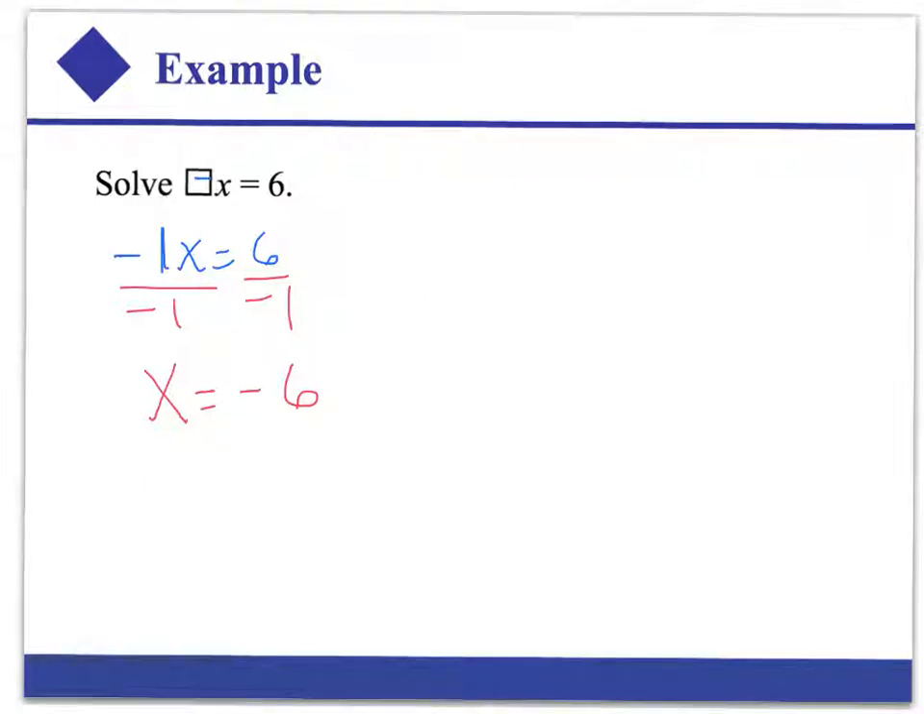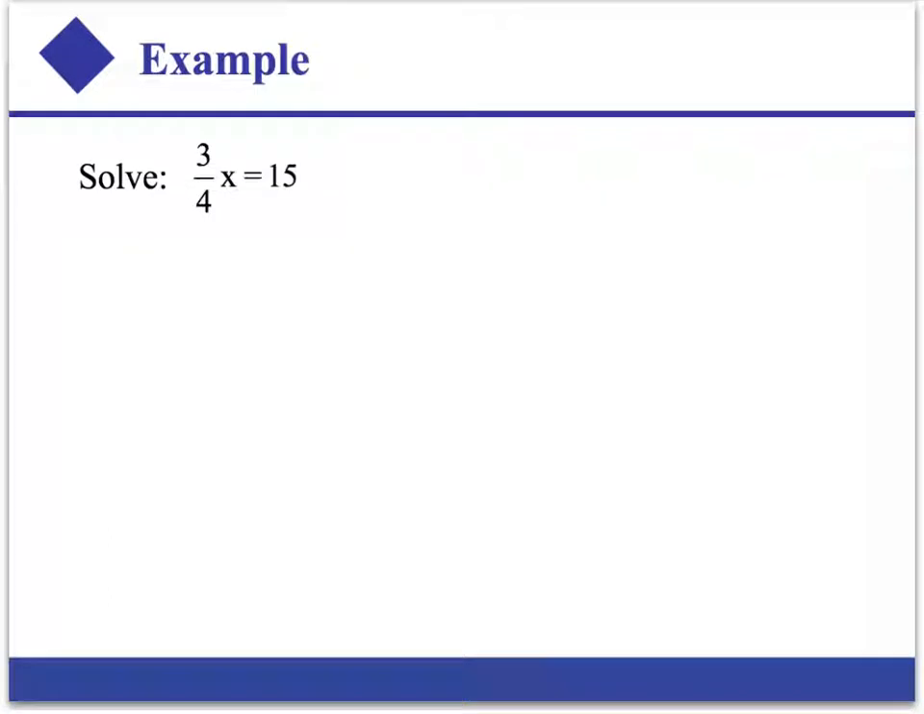And so that works. And then you can go back in and double check that. If you say negative 1 times negative 6 equals positive 6, a negative times a negative gives us a positive, 1 times 6 gives us 6, so it does check. So just be very cautious of that. They like to throw those at you.